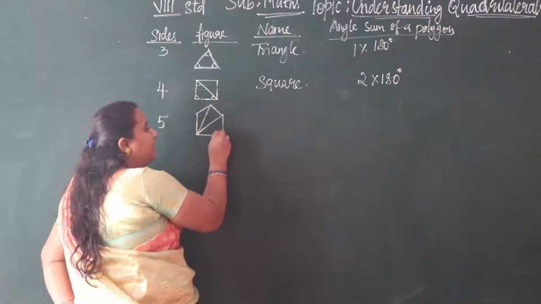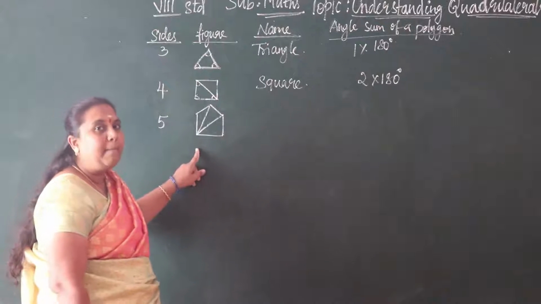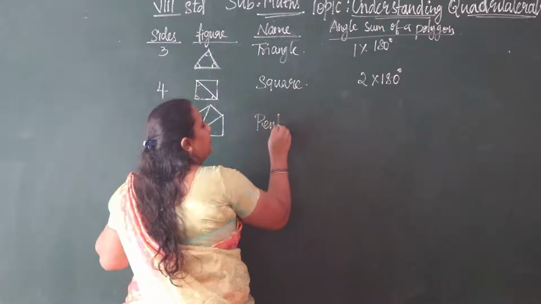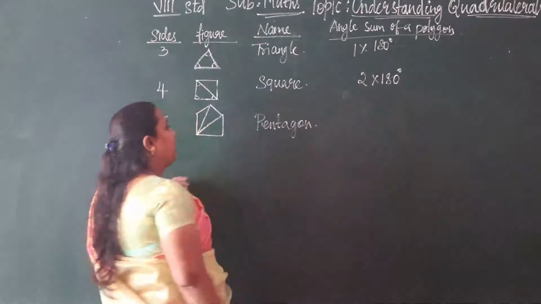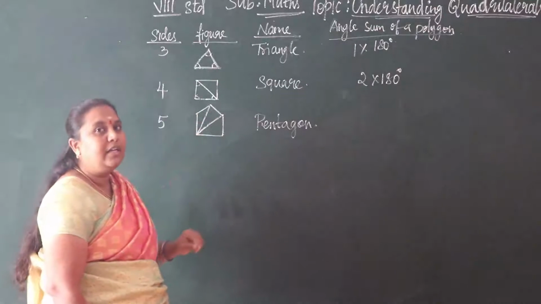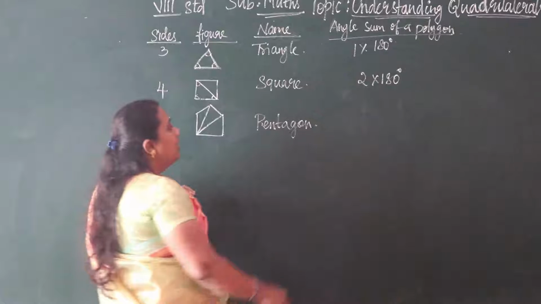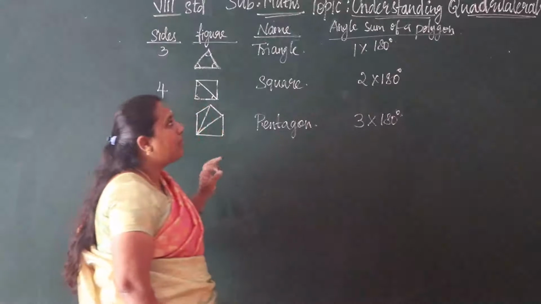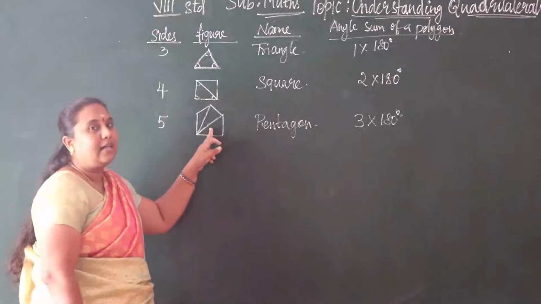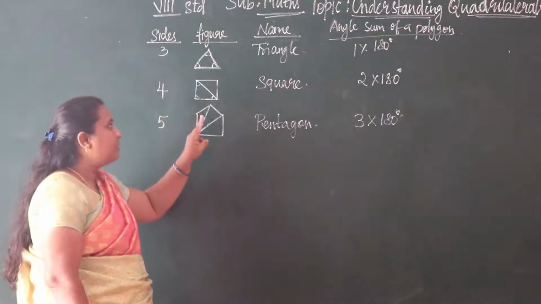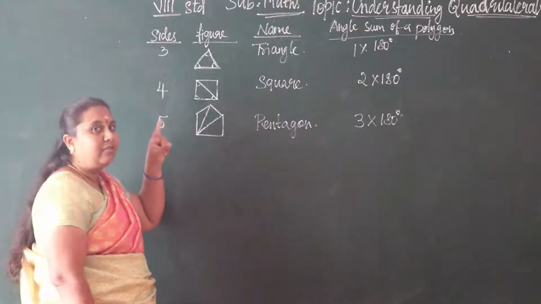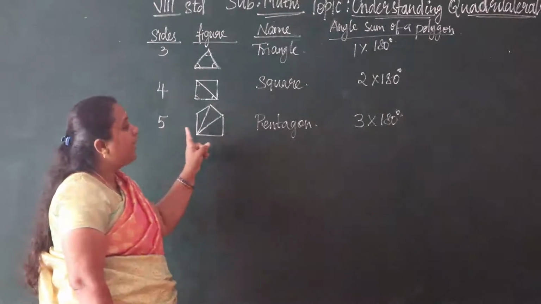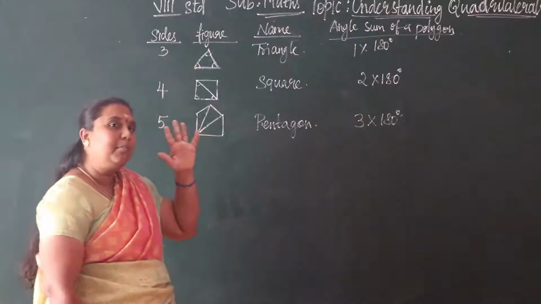The name of the five-sided polygon is pentagon. So in a pentagon, how many triangles are there? Three triangles, so we can write 3 into 180 degrees. The angle sum of a five-sided polygon: there are 3 triangles in the pentagon, so we do 3 into 180 degrees and we get the angle sum of a five-sided polygon.